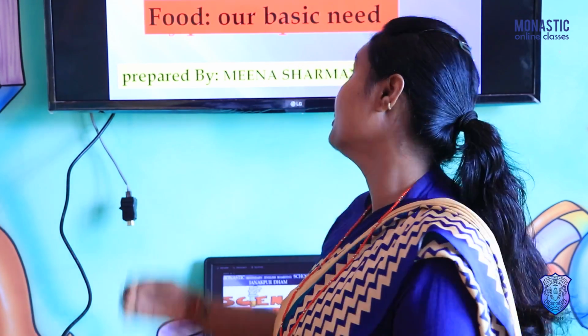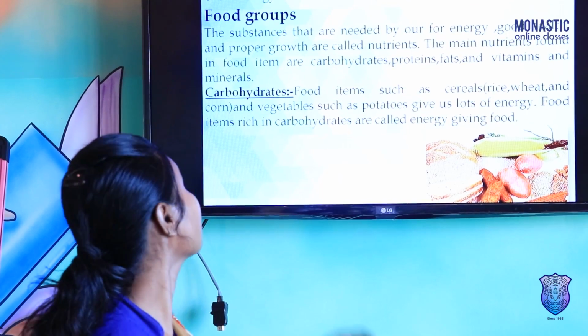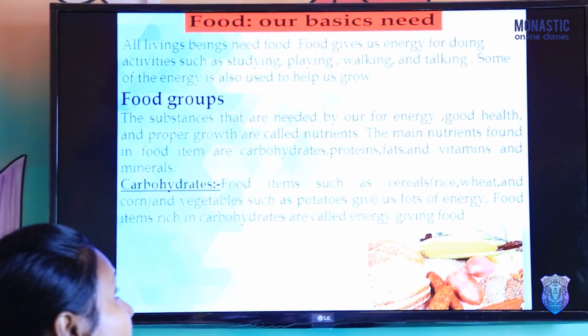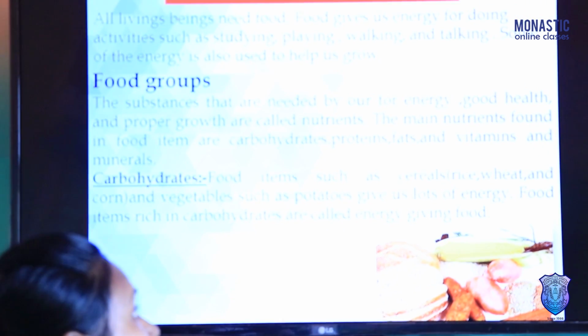It's me, Meena Sharma, and today we are going to read about food, our basic need. So, all living things need food. Food gives us energy for doing activities such as studying, playing, walking, and talking. Some of the energy is also used to help us to grow. So, food is most important in our life.